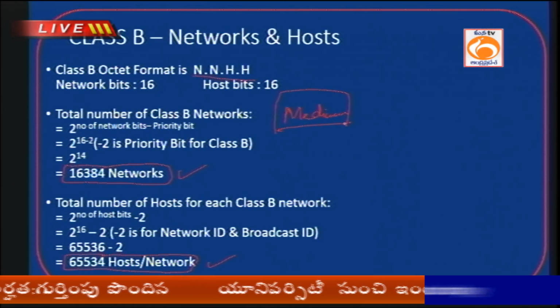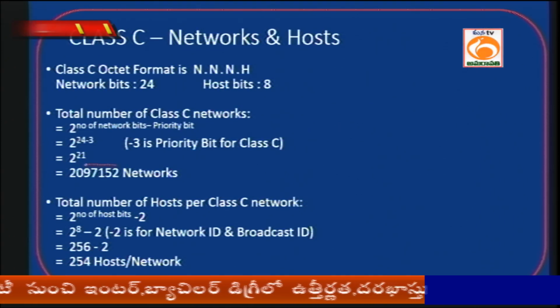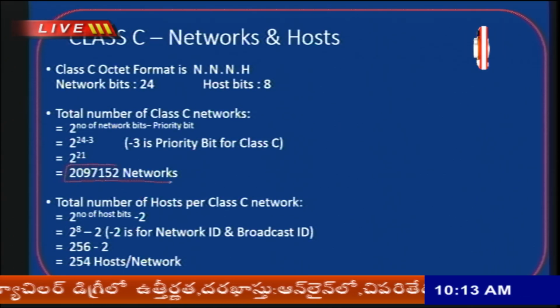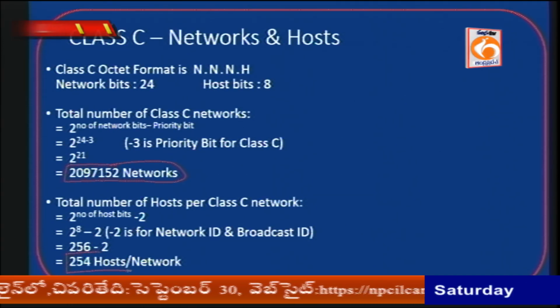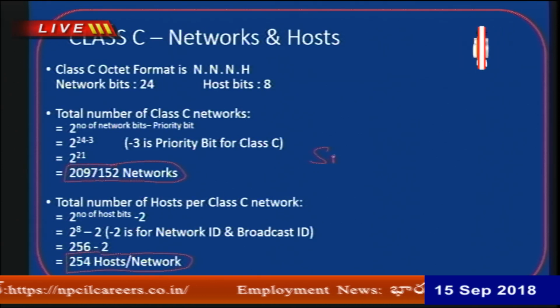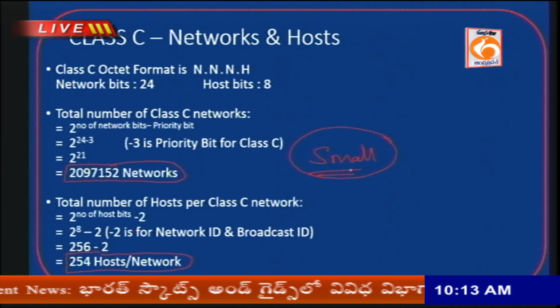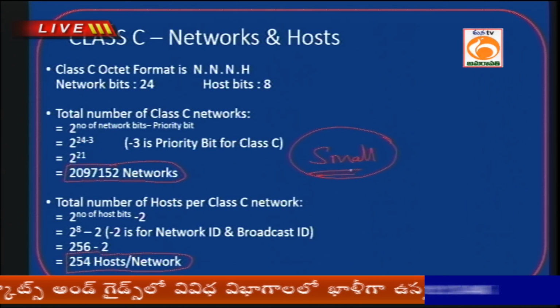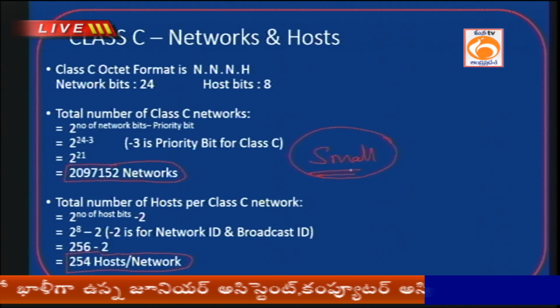And then finally we have class C, and in class C we have close to 2 million networks, and in each network we have only 254 IP addresses, and hence this is used in small networks. Small organization networks use class C. So this is the scope and range for the class A, B and C networks.